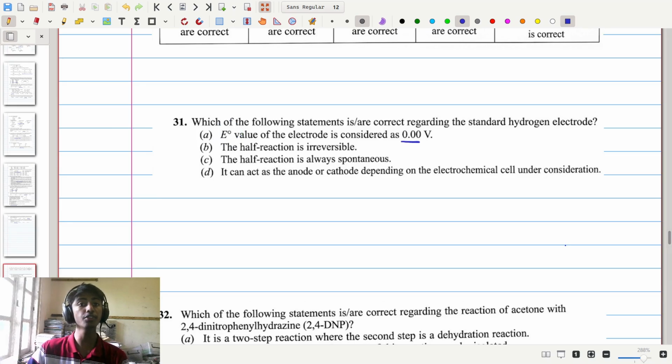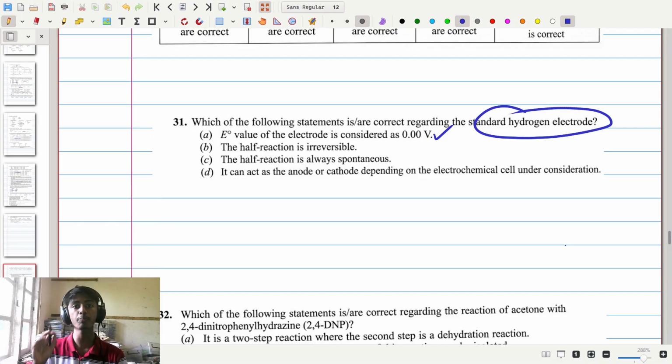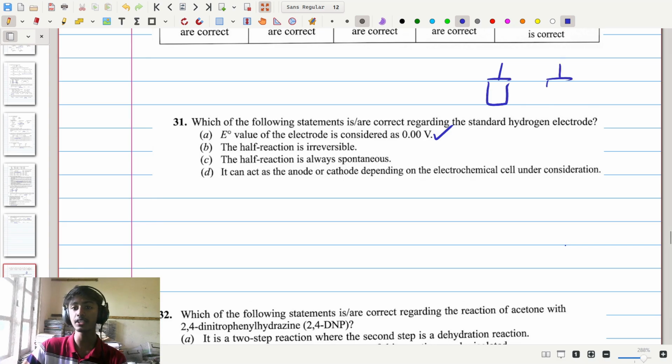Now this statement is correct as the standard hydrogen electrode is the electrode with respect to which all other electrode potentials are measured. Due to that, if we consider measuring an SHE with respect to another SHE like this by putting a voltmeter between them, since both of these will have the same exact potential, the potential difference here is 0 and thus the standard potential of a SHE is 0.0 volts, making statement A correct.